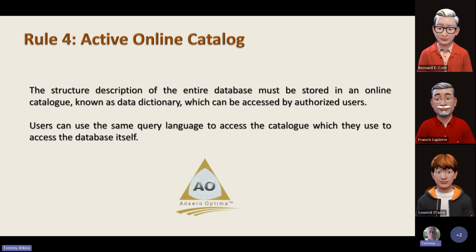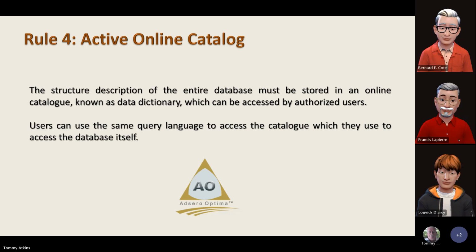That's what the AO is. AO is a database catalog. It defines the entire structure of the database. It contains a data dictionary and the total database structure. So that is our answer to his Rule 4.